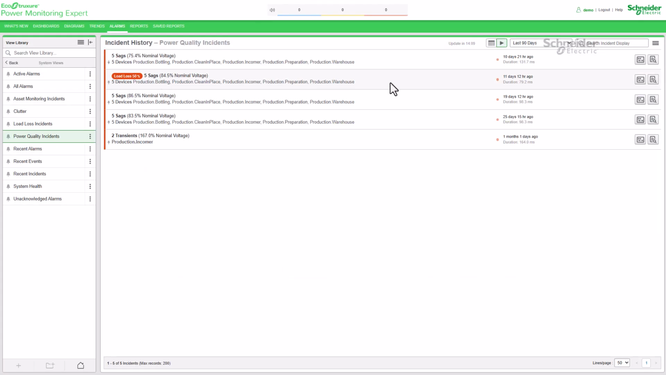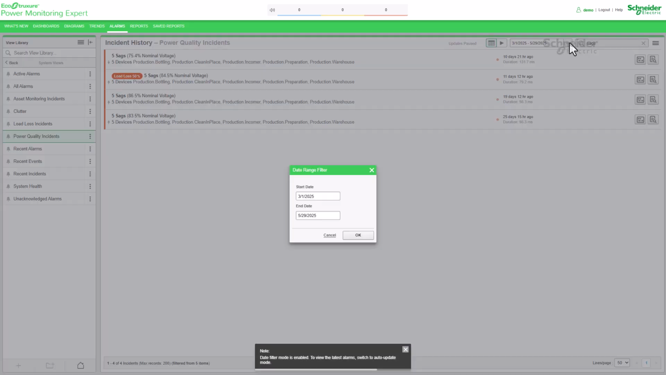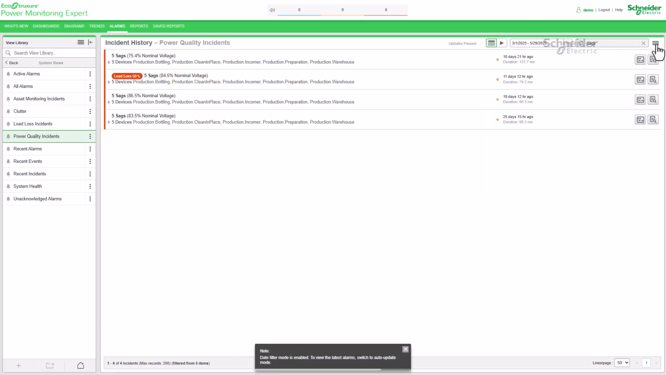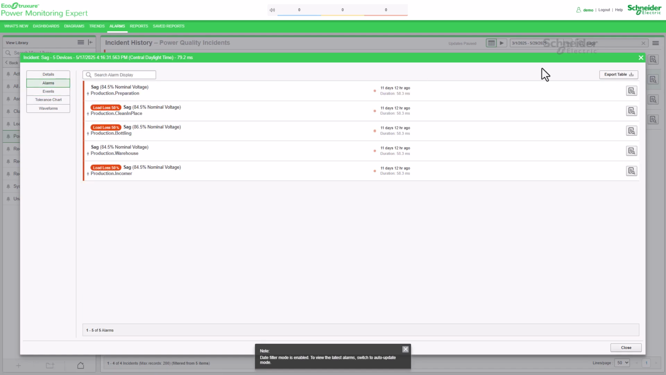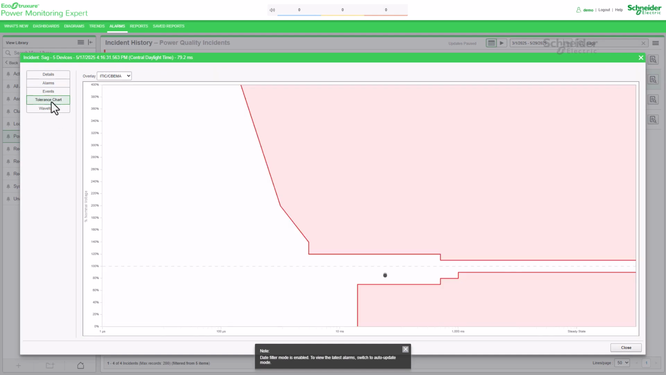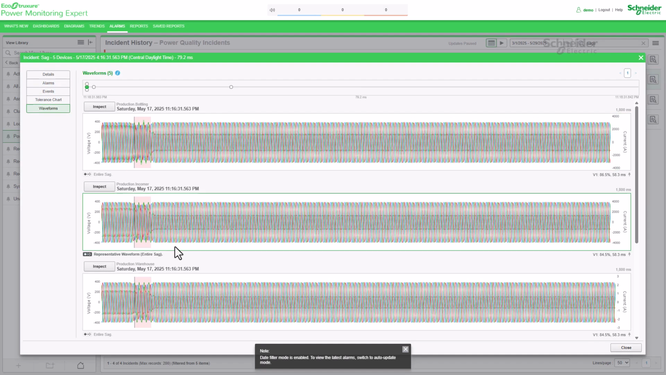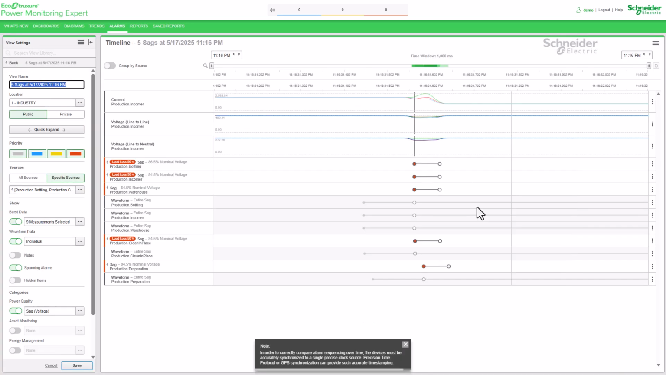In the next video, we'll guide you step by step through how to navigate a power quality incident. You'll learn how to explore the incident's details and structure, filter incidents by date for targeted analysis, open and interpret detailed event data, download incident information as a CSV file, review associated alarms and events, understand the tolerance chart and what it reveals, and use the timeline tool to track incident progression.